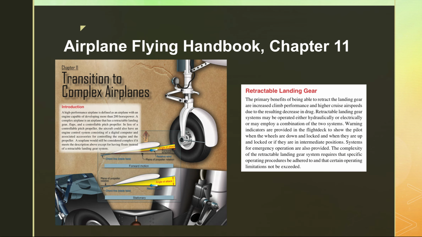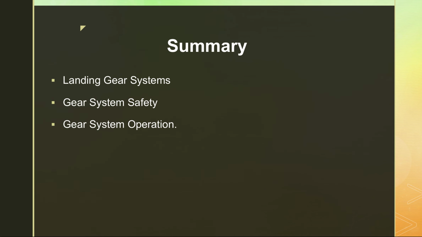And if you want to learn more about the retractable aircraft, you can open up the Airplane Flying Handbook, flip back to Chapter 11. It's all about transition to complex airplanes. This is where I've learned a little bit about the constant speed propellers, and this is where a lot of the stuff about when you extend and retract the gear and a lot of stuff about the gear system is. If it wasn't in your Jeppesen book, it probably came out of this chapter. And that's pretty much it for landing gear.